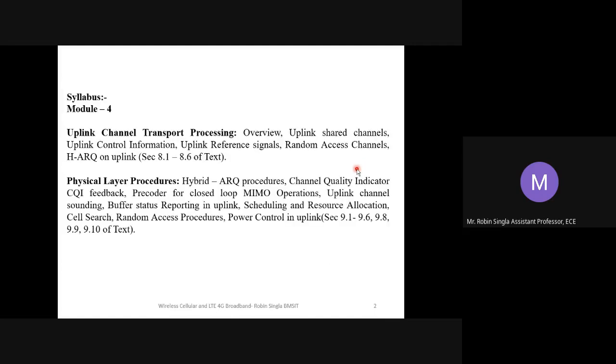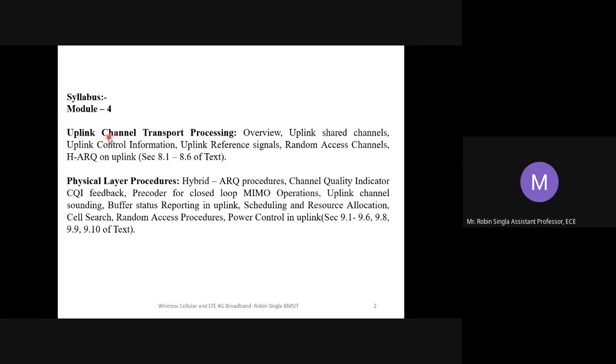This is your module 4. The second part of module 3 was downlink channels. The first part of module 4 is your uplink channels. First is similar to downlink in module 3.